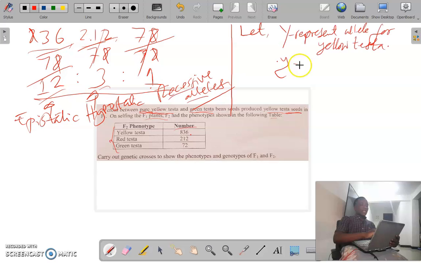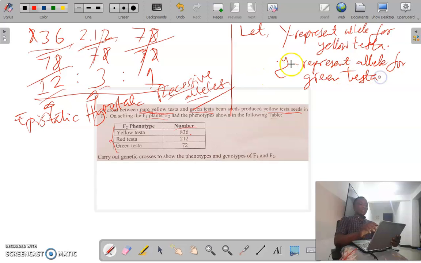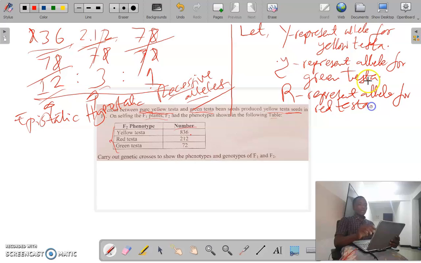Now small y will represent the allele for green tester. And the same thing, we have this red tester, which is for this one 212. So this red tester will be dominant, so we'll have caps R. We let caps R represent the allele for red tester, and its recessive is small r.